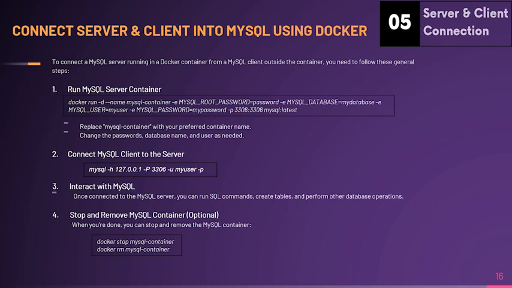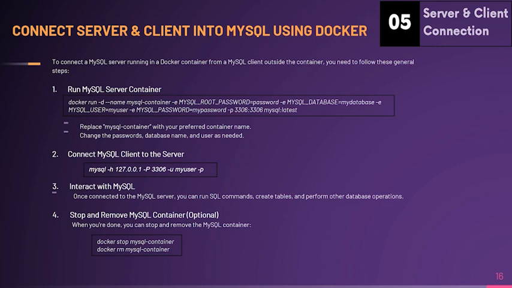To connect to a MySQL server running in a Docker container from a MySQL client outside the container, you need to follow these general steps. First, run the MySQL server container using the command docker run -d --name your container and your password for the root, the name of the database, username and username password, and then -p and state the port for the server.